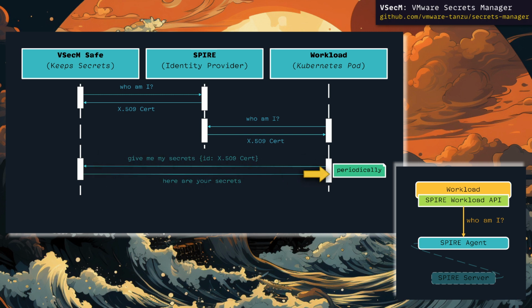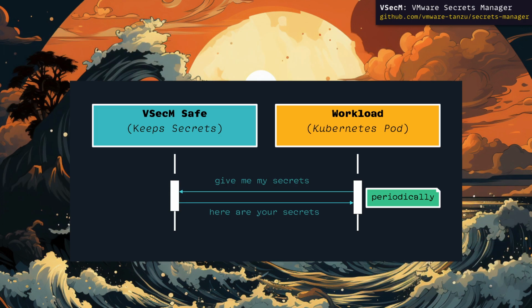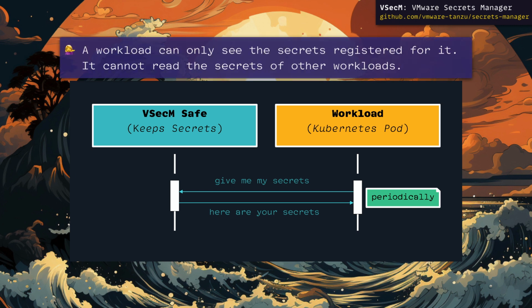A side benefit of this approach is that since the workload's identity is part of its certificate, VSecM Safe will know which workload it is and dispatch only the secrets registered for this workload, and nobody else. In other words, a workload can only see the secrets registered for it. It cannot see any other workload's secret. This gives granularity, an additional level of security, and a protected blast radius in the unlikely event of a workload being compromised. If a hacker hacks into a workload, it will only see the subset of the secrets that belong to it. Any other secret will be unreachable.